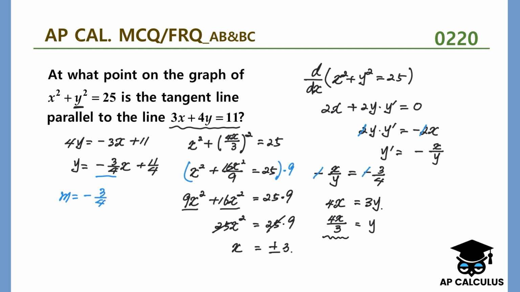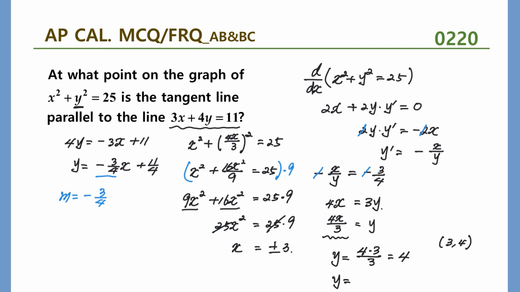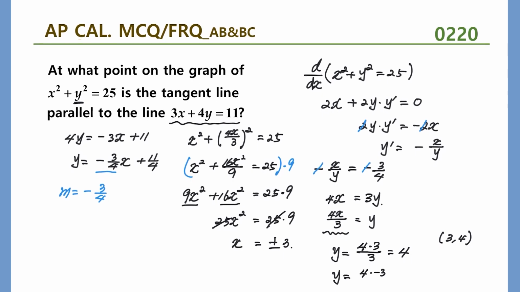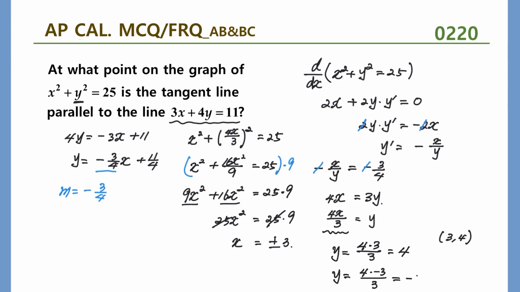When x is 3, y is equal to 4 times 3 over 3, which is equal to 4, right? So the point is 3, 4. And when x is negative 3, then y is equal to 4 times negative 3 over 3, which is equal to negative 4. So when x is equal to negative 3, the y coordinate is negative 4. So we have 2 points where the tangent line is parallel to this line: 3, 4 and negative 3, negative 4.